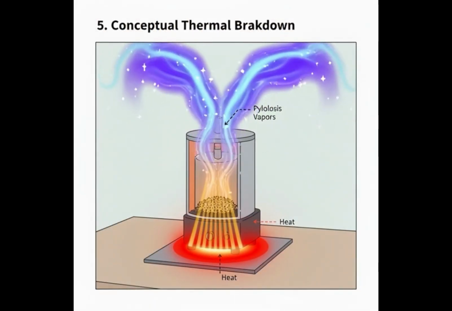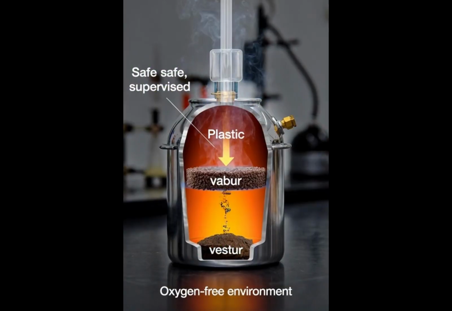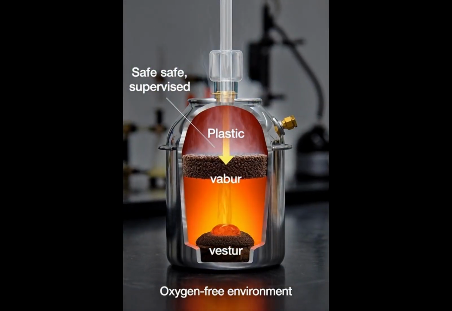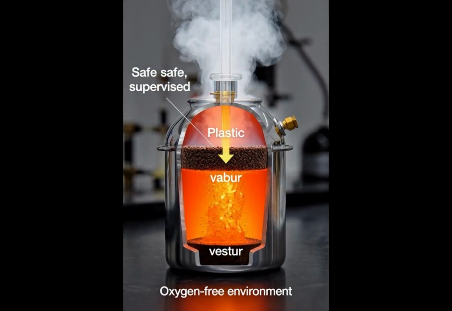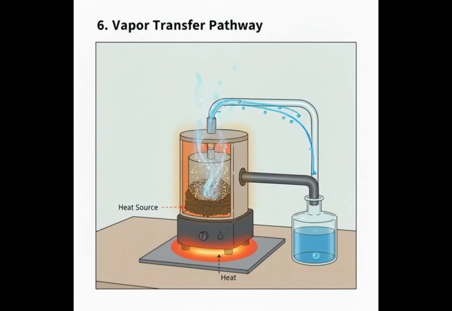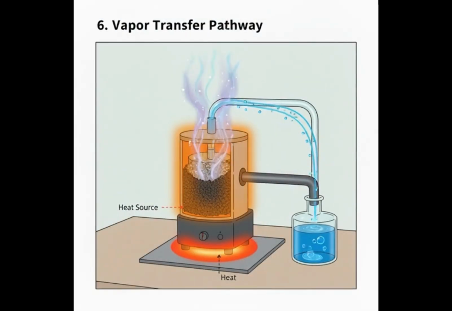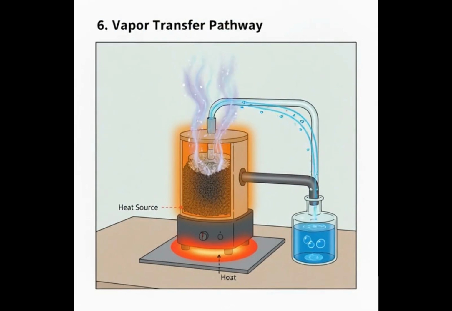5. Heat breakdown concept. When heat is applied inside the sealed container, the plastic begins to break down. It separates into vapor and solid residue, shown here using symbolic colors and shapes.